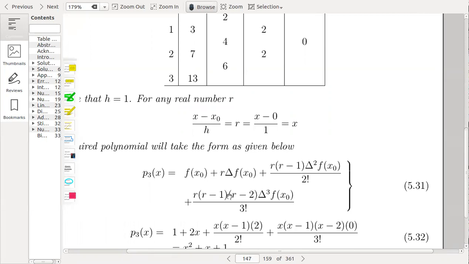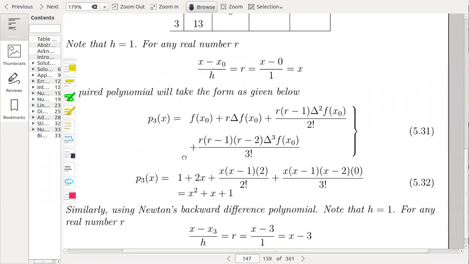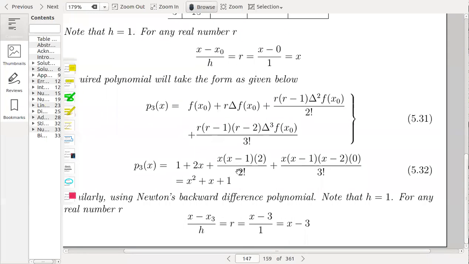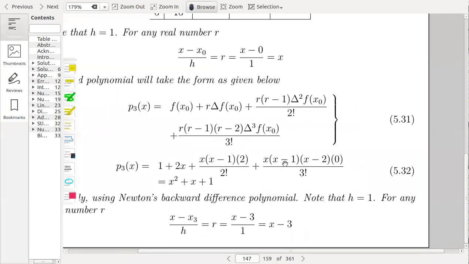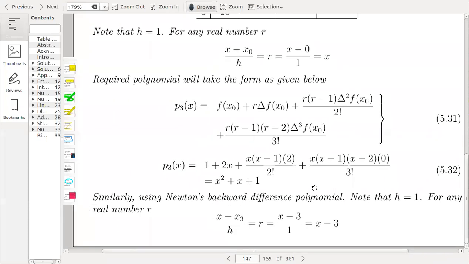Replacing r, you have f of x_0 plus r delta f of x_0 plus r into r minus 1 delta square f of x_0 over 2 factorial plus r into r minus 1 into r minus 2 delta cube f of x_0 over 3 factorial. So P3 of x is equal to 1 plus 2x plus x into x minus 1 into 2 over 2 factorial plus x into x minus 1 into x minus 2 into 0 over 3 factorial, which is equal to x square plus x plus 1.